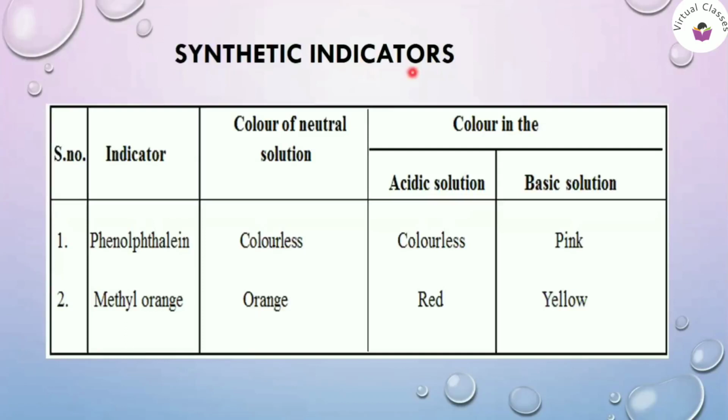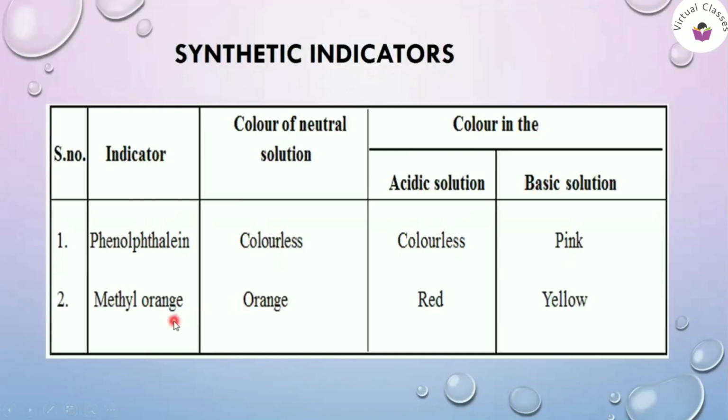Then we have synthetic indicators that we prepare in laboratories. So the first example of a synthetic indicator is phenolphthalein, which is originally colorless. In acid, it remains colorless, while in bases, it gets converted to pink color.